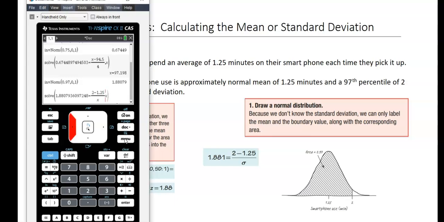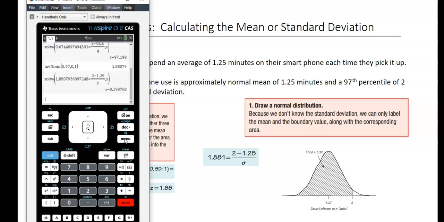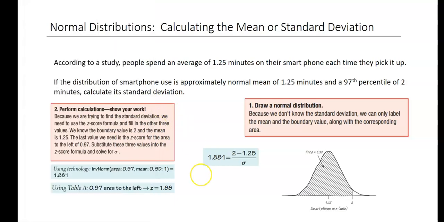Comma. I think I forgot to put the comma. I have a janky computer sometimes. Oops. Comma x. There we go. Okay, so if you solve that for standard deviation, you get 0.3978.